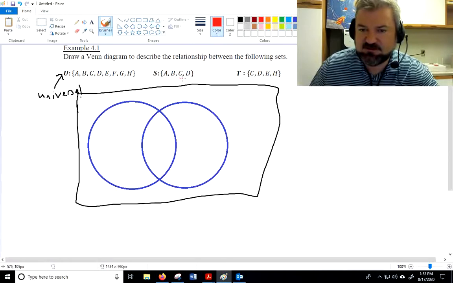But you'll notice C and D are actually in both sets. So I'm just going to put A and B, and then C and D have to appear in both sets. And then I've got E and H. And I think, so we have A, B, C, D, E. I think we're just missing F and G. So I'm going to put F out here and G out here.